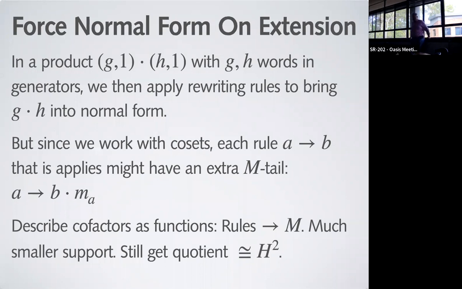If you know what a PC presentation is, it's exactly the same idea as with a PC presentation, just generalized to a case that doesn't require cyclic factors. And therefore, if I know these tails, I can bring every word into normal form. So I only need these cofactors as functions from the set of rules to the module. So I have a much smaller support on where these cofactors are given. Instead of a set of size order of the factor group squared, I now just have these given on the set of rules. This is much smaller. One can show that one still gets the same quotient group, still the second cohomology as a quotient group.